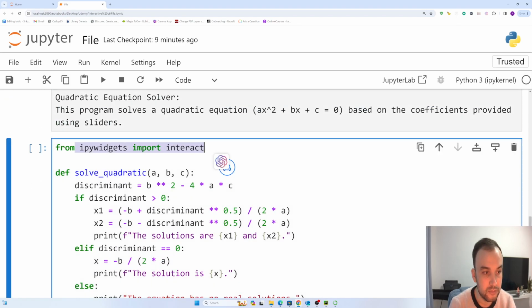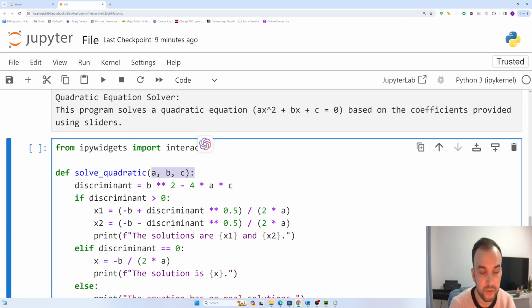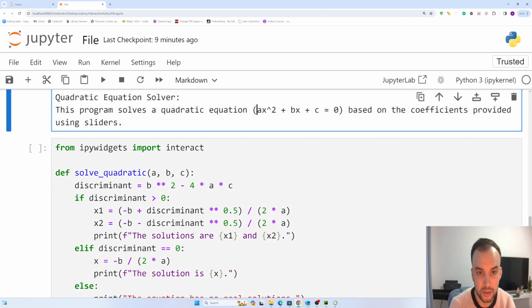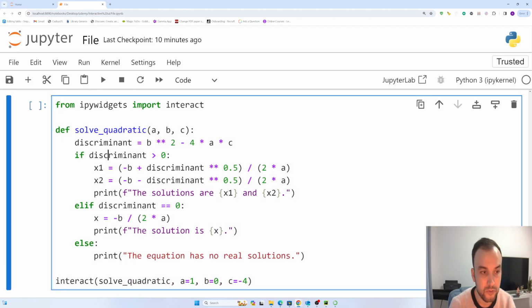Okay, first, again, we are importing the interact function by using this line. After that, we will define a function here, and we have three different inputs, A, B, and C. First, we have to calculate the discriminant, and this is the equation: B squared minus 4 times A times C.